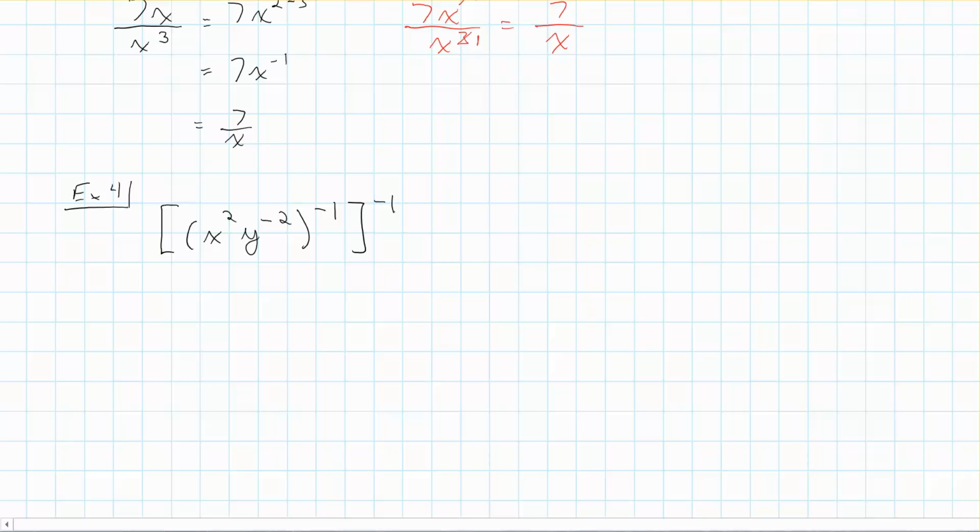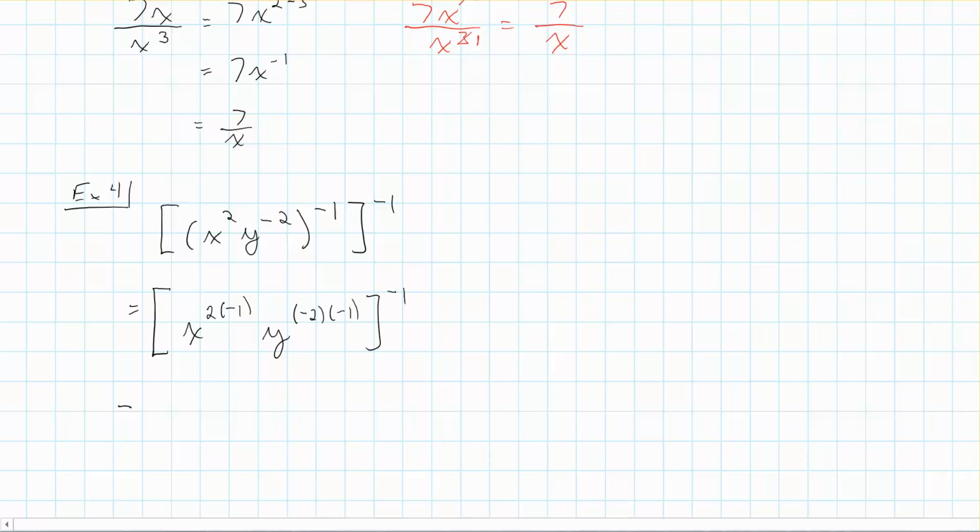Now, I don't try and make negative exponents positive right away. I'm just going to go through and do the power of power rules that I have here. So notice that I have a to an m power, b to an n power, and it's all to another power here. So what this would equal here is bracket, and then I'd have x to the 2 times negative 1, y to the negative 2 times negative 1, bracket, negative 1. And that's just distributing this negative 1 exponent in.